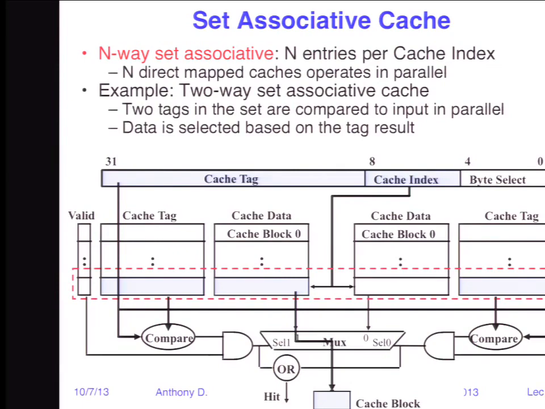Two different places we can store it. If it was 4-way set associative, 4 different places where we could store each index. 8-way, 8 different places.